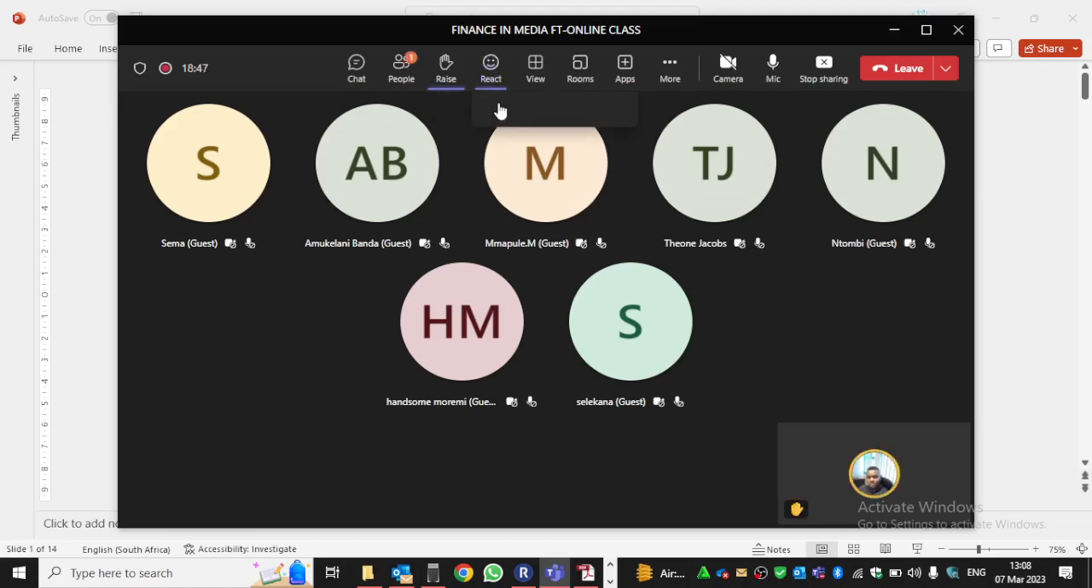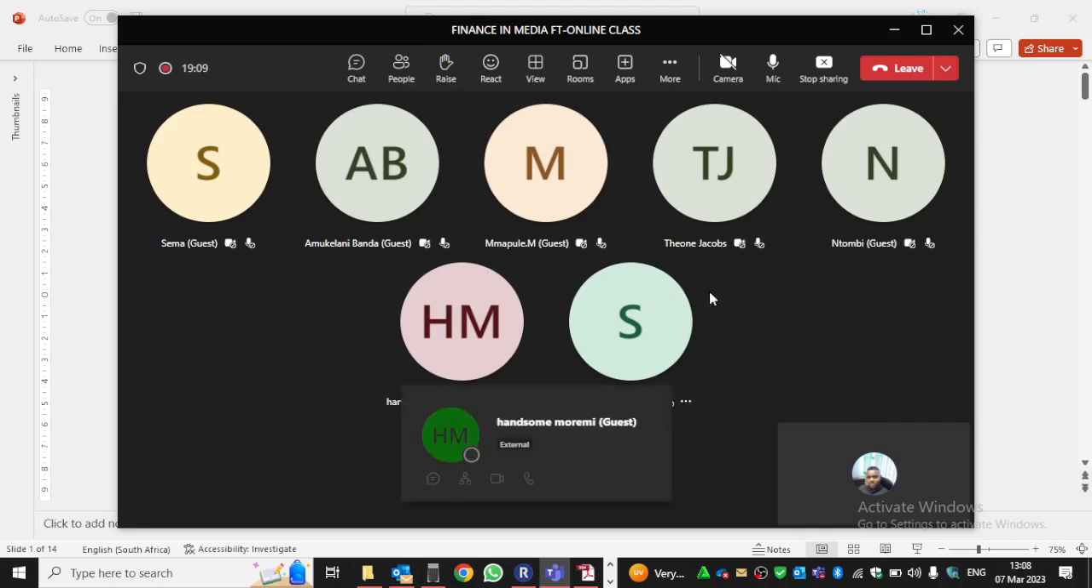You can put the reaction of a thumbs up and say, no, we are good. We understood everything that is within the recordings or everything that I'm busy teaching you guys. So it's a reaction of thumbs up if you are okay and sorted, and it's a raised hand if you have got any question. This is what is going to happen every time.